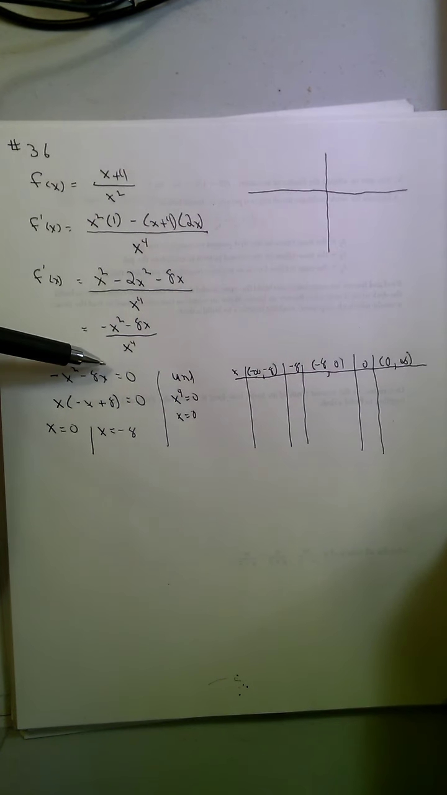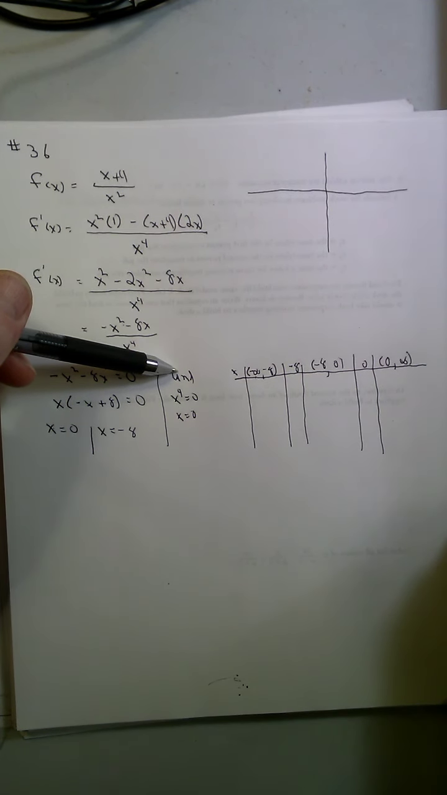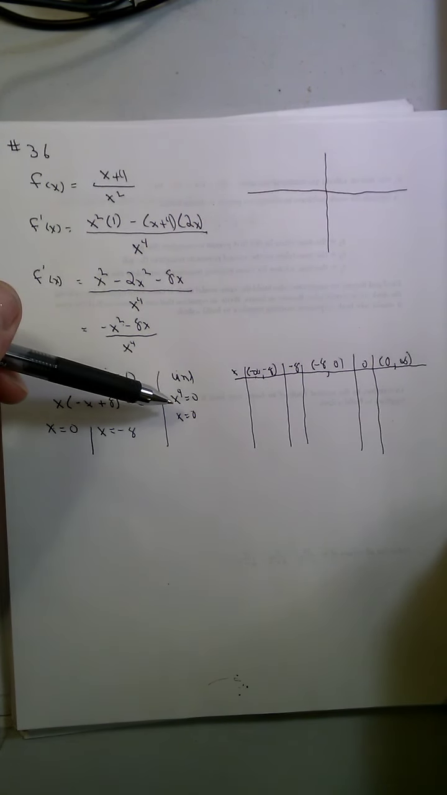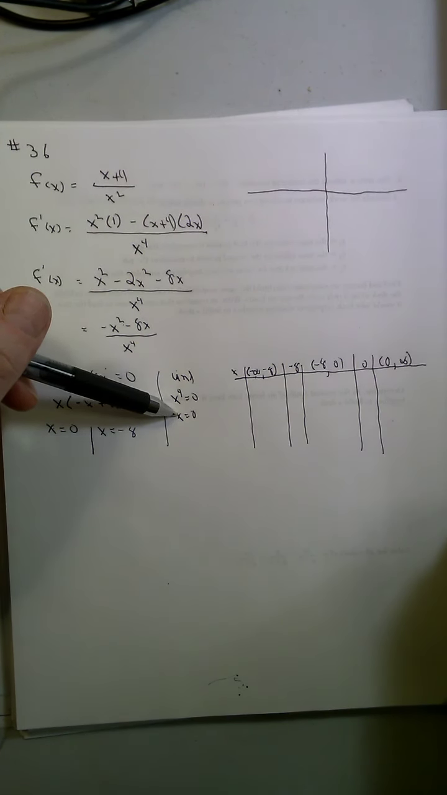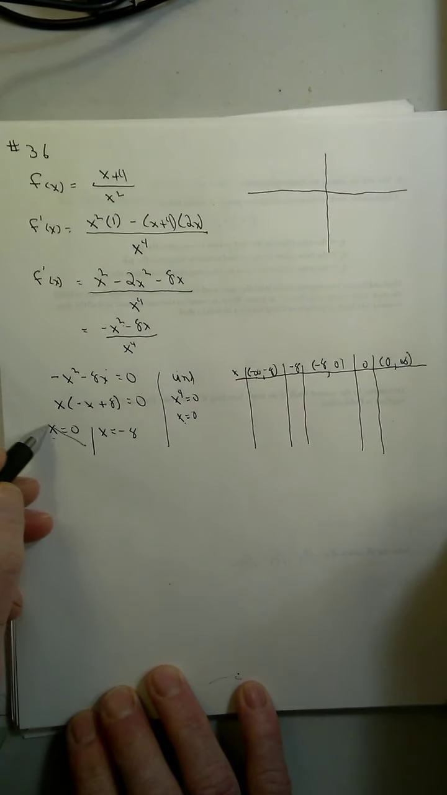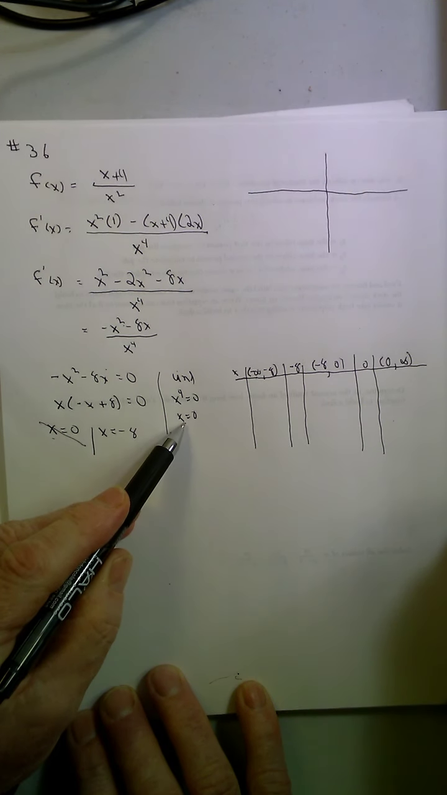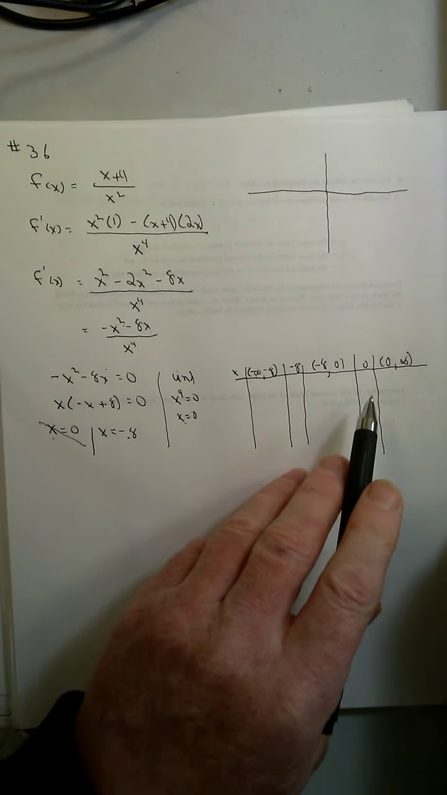So I need to know where it's equal to 0 and also where it's undefined. Fractions are equal to 0 where the numerator equals 0. So I end up getting x equals 0 and x equals -8. Set the denominator equal to 0 and get 0. So this is where the derivative is 0 and this is where the derivative is undefined. Now you get x equals 0 in both of these, so where it's undefined is the one we want to use. So you have critical values at -8 and at 0.